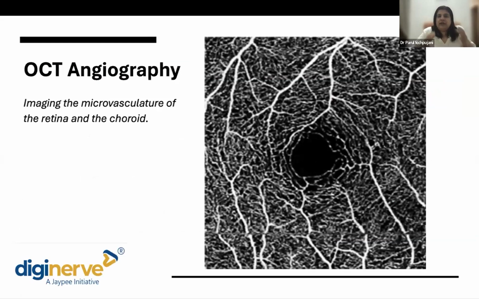Going a step further, combining OCT and fundus fluorescein angiography. Now, in fundus fluorescein angiography, an injection is given in the antecubital vein. A fluorescein dye is injected, and in many patients, this dye can cause allergic reactions. So now, when we fuse the two techniques, we have a very advanced technique called OCT angiography, which tells you about the microvasculature of the retina and choroid in a non-invasive manner without the use of a dye. So that's OCT angiography.